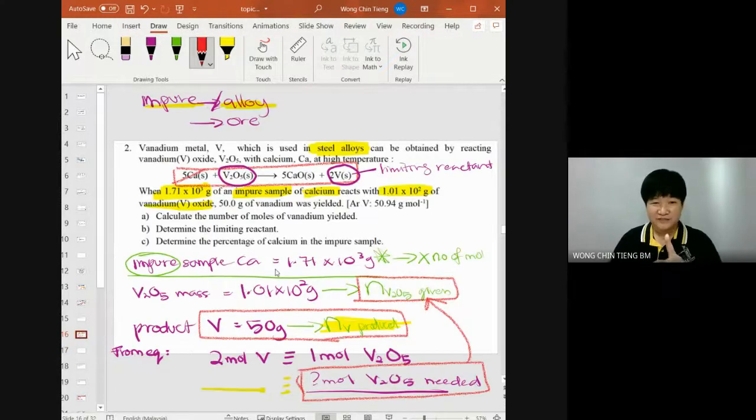Do it together. V2O5, vanadium oxide. Vanadium molar mass given 50.94. Cari dua number of mole ni dulu. Find me the number of mole first, please.